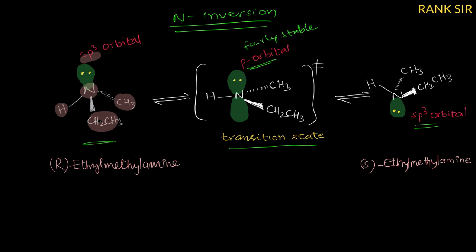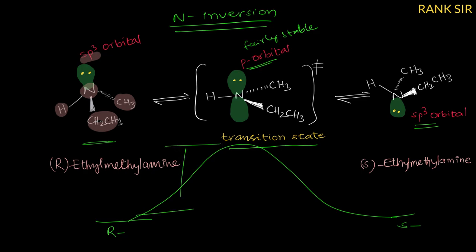This is the first molecule, R configuration. Then it goes to the transition state and comes to the S configuration. So it is inverted. To convert by this inversion, I hope this molecule requires nearly 25 kilojoules per mole of energy.